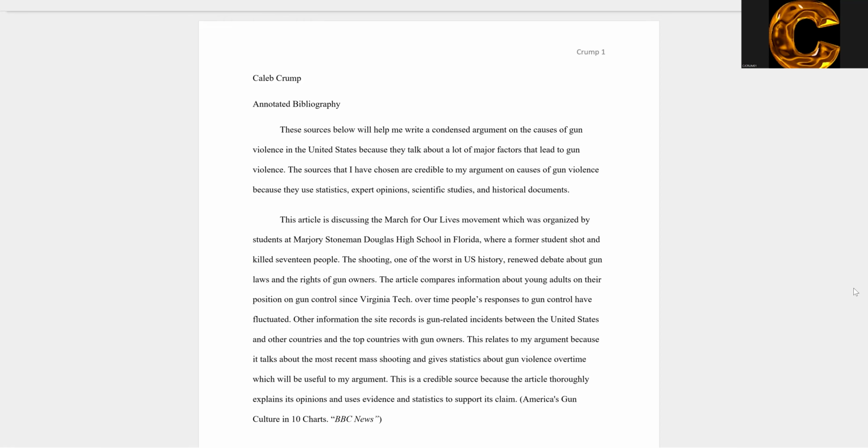This is an annotated bibliography. These sources below will help me write a condensed argument on the causes of gun violence in the United States because they talk about a lot of major factors that lead to gun violence. These sources I have chosen are credible in my argument on causes of gun violence because they use statistics, expert opinions, scientific studies, and historical documents.